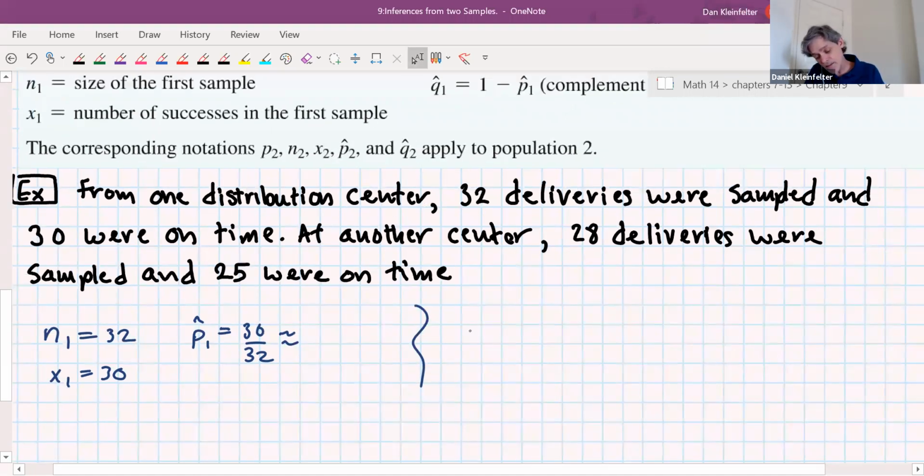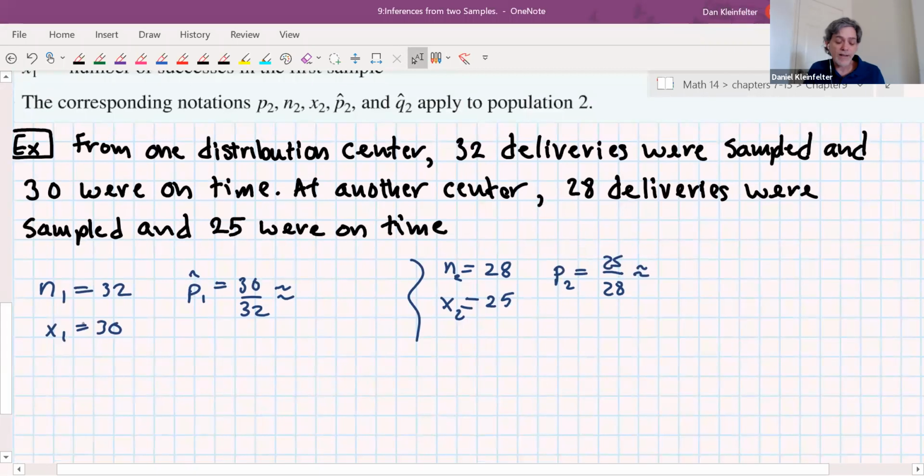We have a second distribution center. They have 28 deliveries, out of which 25 were on time. And so we'll have a P2 hat. Sorry, that should be a 2. That should be a 2. 25 out of 28. Okay. And then again, I'll give you a decimal for each of those.